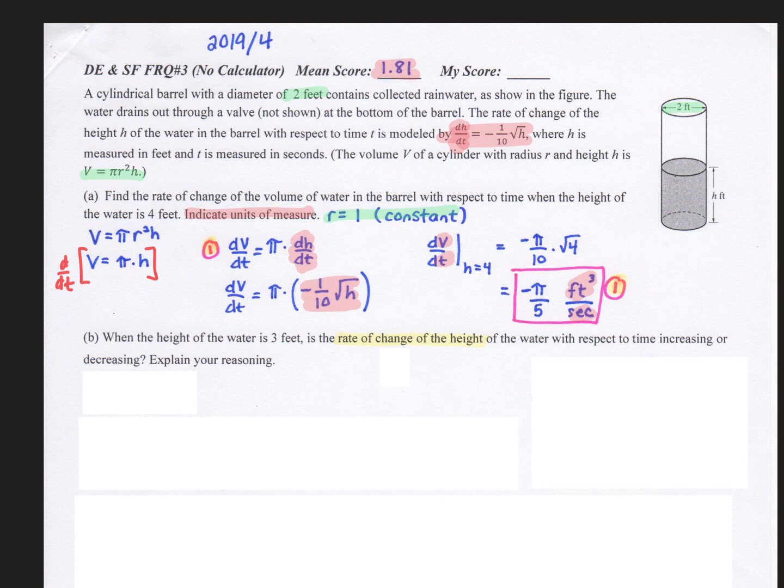In part B, it says when the height of the water is 3 feet, is the rate of change of the height increasing or decreasing? The rate of change of the height, and you have this in the stem of the problem, is dH/dt. The way we tell if something is increasing or decreasing is we look to its derivative to see if it's positive or negative. So I need to find the derivative of dH/dt at a height of 3 and see if I get a positive or negative, and that will tell me if that rate is increasing or decreasing.